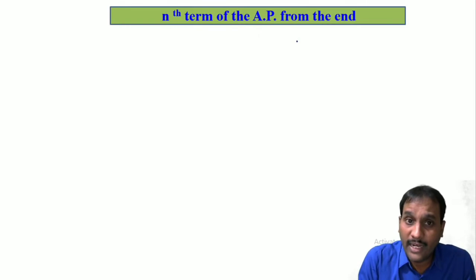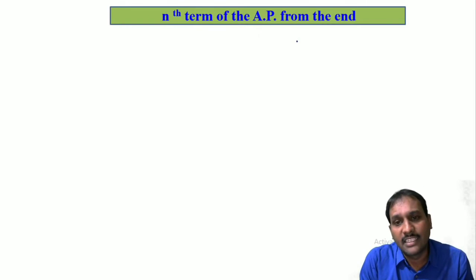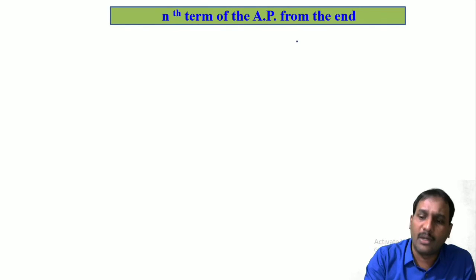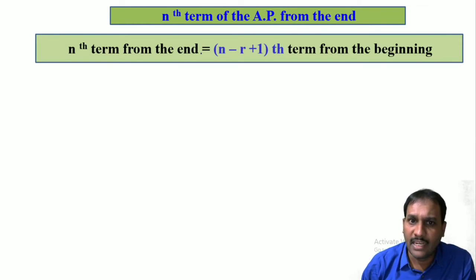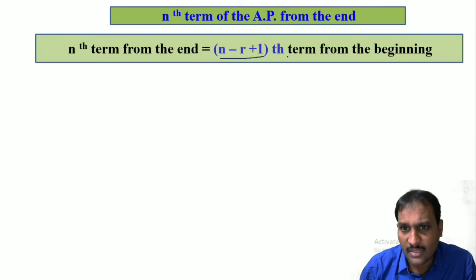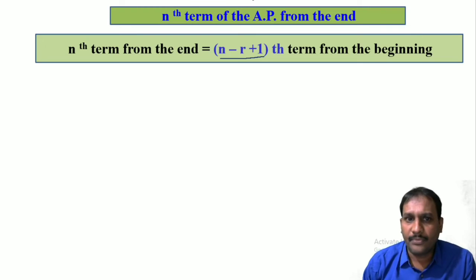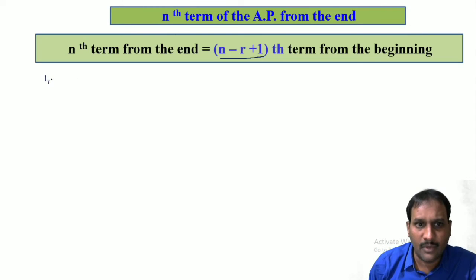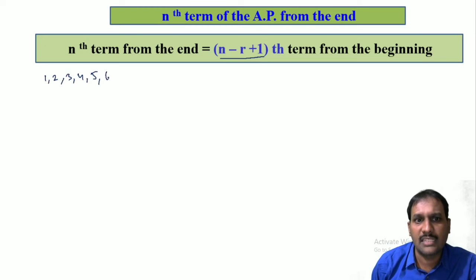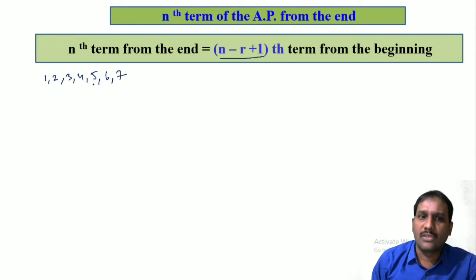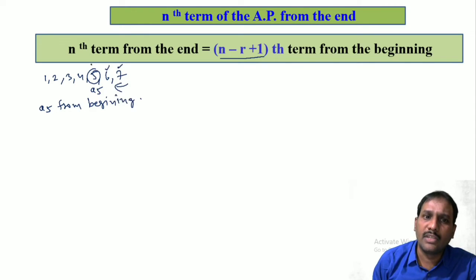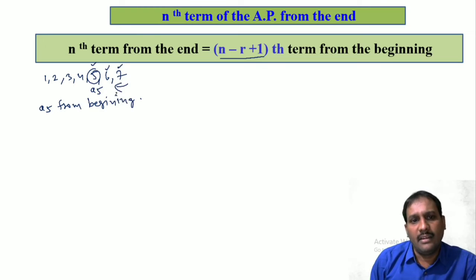Now we will find the nth term of the AP from the end. We have a formula for this. The rth term from the end is equal to the n minus r plus 1th term from the beginning. For example, the 3rd term from the end: let us say 1, 2, 3, 4, 5, 6, 7 terms are there. So suppose this is A5 from the beginning. Then this is which term from the end? 1, 2, 3, third term from the end.